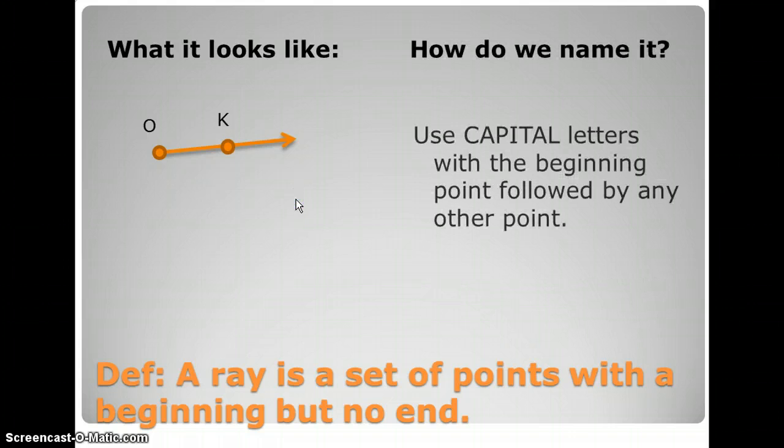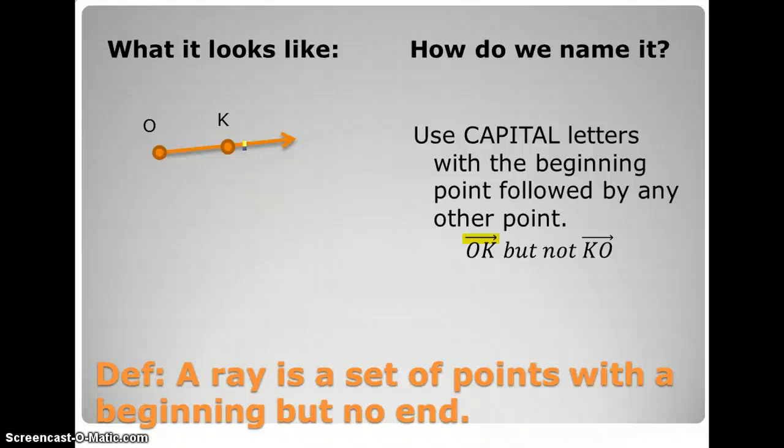So how do we name a ray? Well, we use capital letters, just like we did with segments, because we're using points, beginning with the starting point, followed by another point on there. So in this case, this is called ray OK, because we start at point O, we go through K, but we don't stop. And notice, just like with a segment, the type of geometric shape that you're drawing is part of the name. So for OK, we have a ray symbol above it. That's what a ray looks like. So it's segment O, or ray OK.